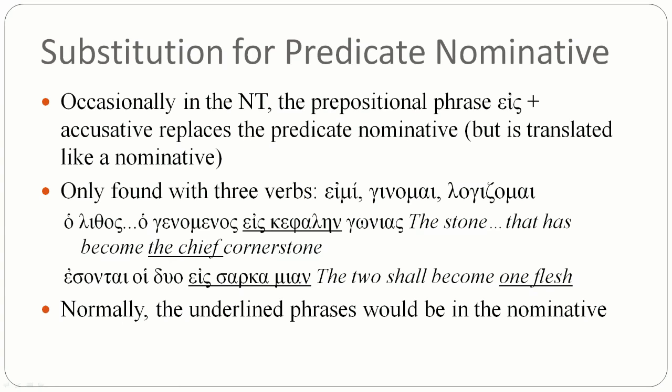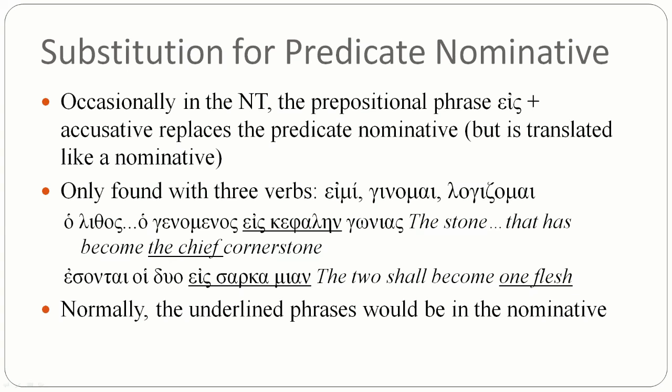And in this case, yeah, eis kephalen, into the head. Well, that doesn't make any sense, okay? The stone that has become into the head cornerstone. That's clearly not what it means. In this case, just translate it like a predicate nominative. The stone has become the head or the main cornerstone. All right, second example here, esontai, that's a future form of to be, okay, will be. The two will become one flesh.